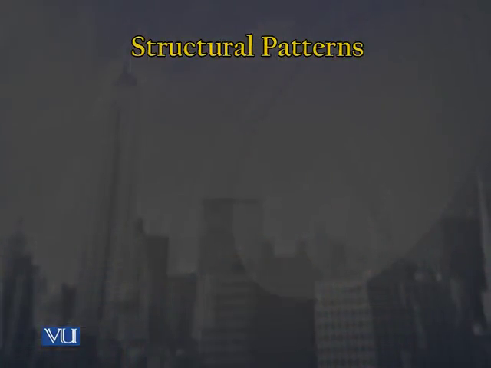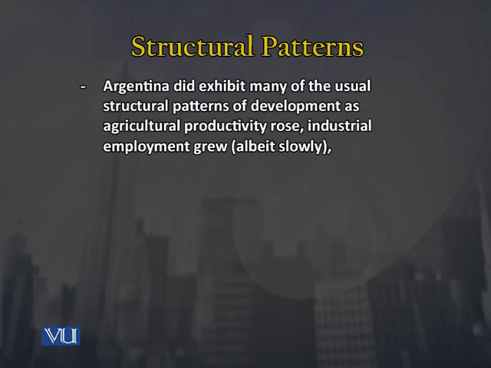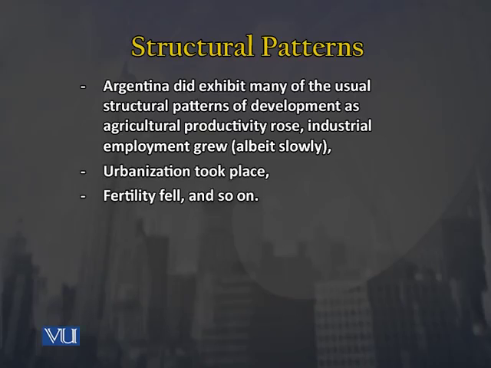Another important thing we observe about Argentina's progress, if we analyze it in terms of structural patterns, is that some of the usual structural patterns, such as agricultural productivity and industrial employment, show some sort of positivity. The overall agricultural productivity and the employment of people in the industrial sector is there. But we see that fertility also went down and urbanization took place. So all these indicators confirm the structural patterns that were identified by Hollis B. Chenery.